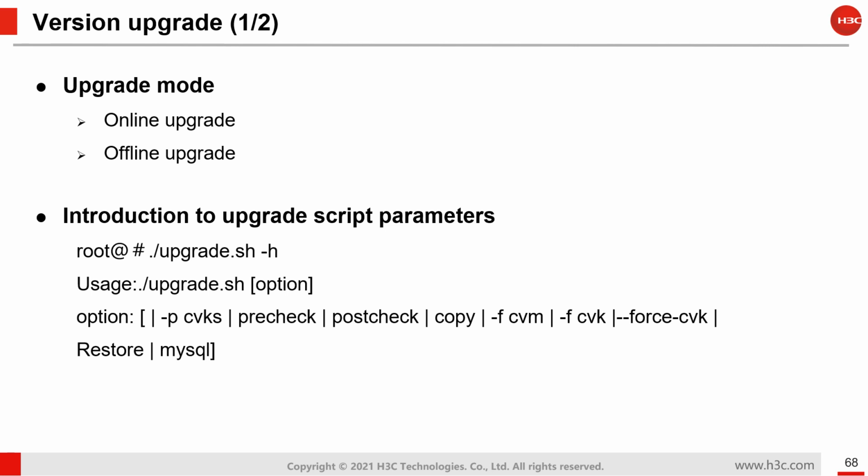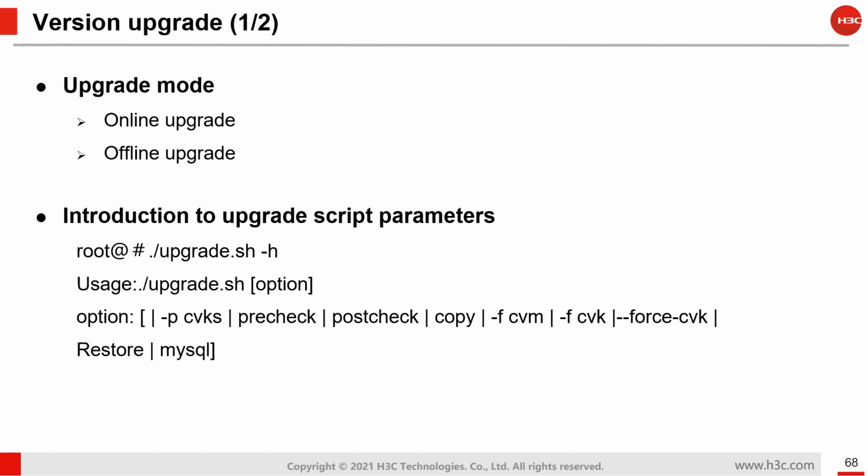Then let's talk about version upgrade. Upgrade mode. We have two upgrade modes: online upgrade and offline upgrade. And there are some parameters of the upgrade script. We usually use the upgrade script to upgrade the version in the CVK host.